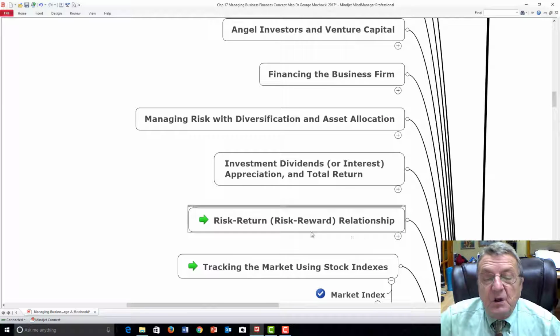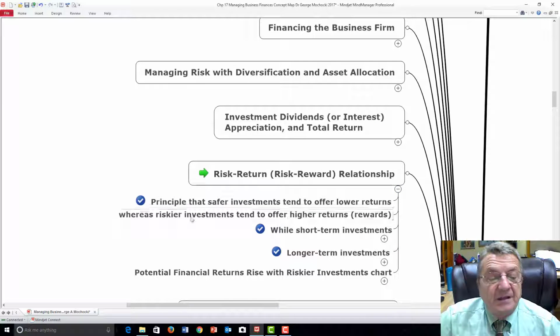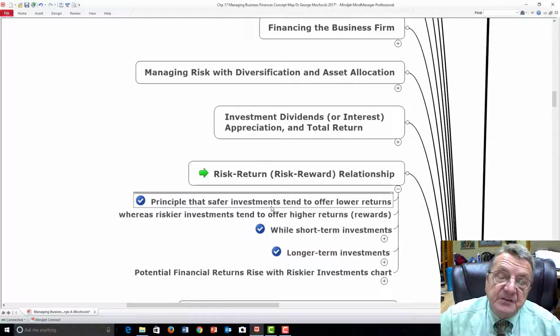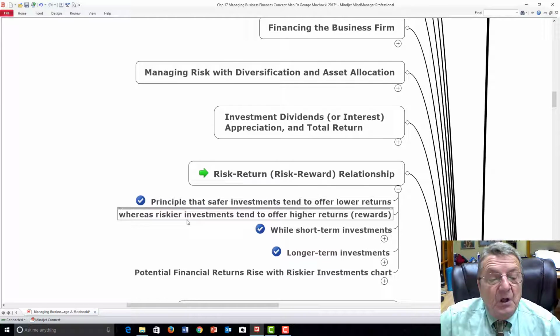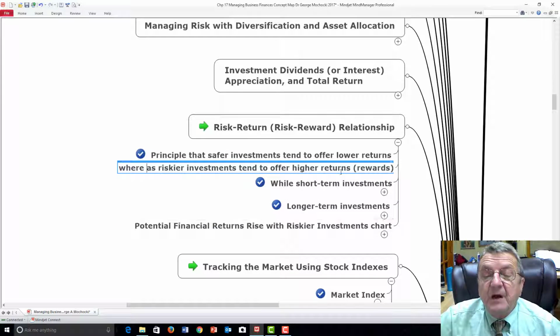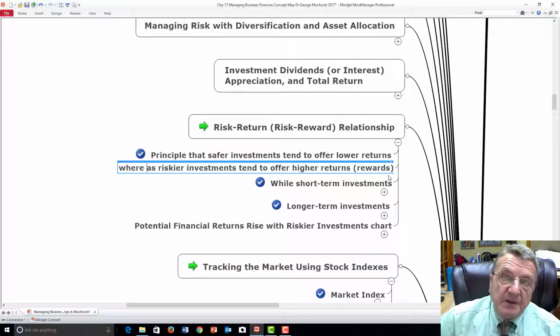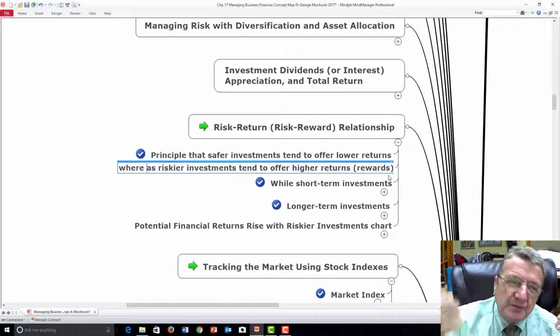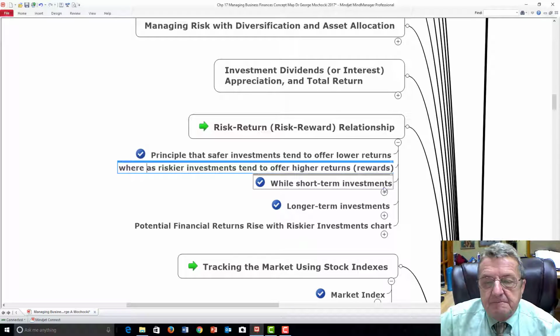What do we have on here? Risk and return. Remember, when I'm going into stocks, the principle is that safer investments tend to offer lower returns, whereas riskier investments tend to offer higher returns as a reward. That's the basic. Remember, the higher the return, the more risk. So if it keeps on going up, that's when you start looking at what's going on.